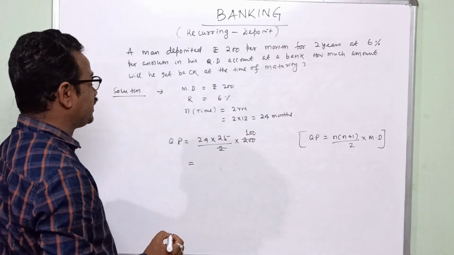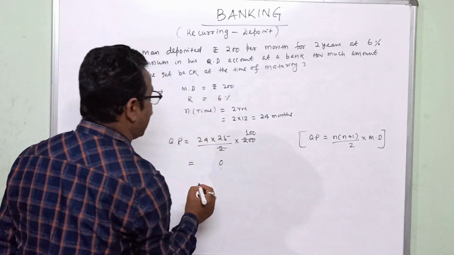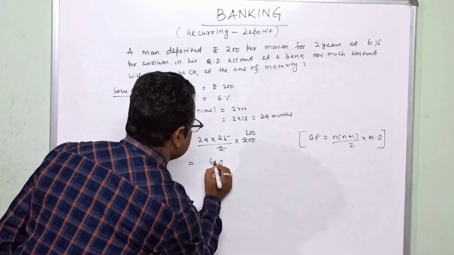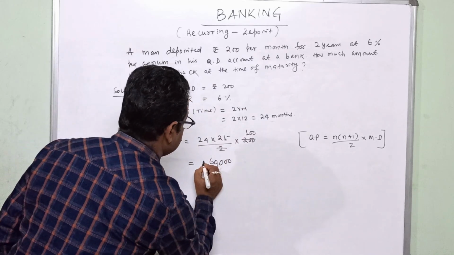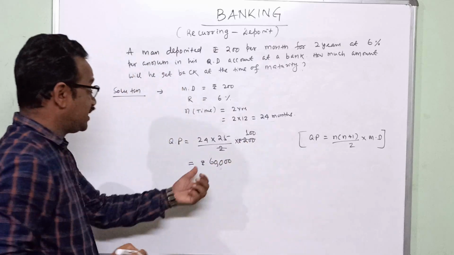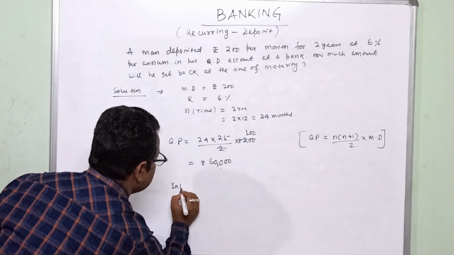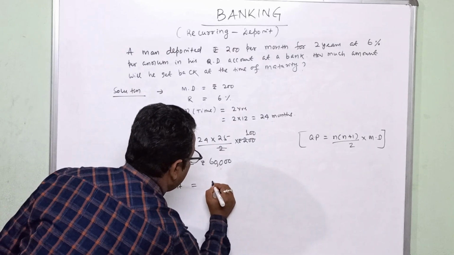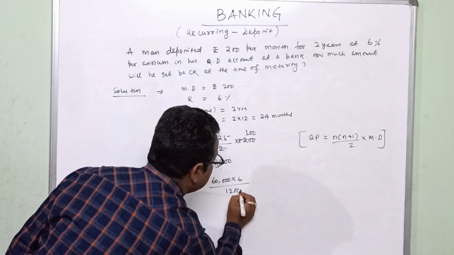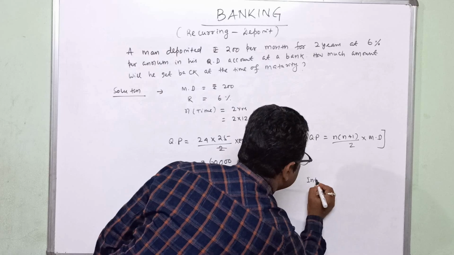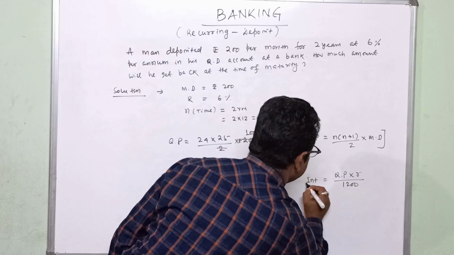So 24 into 25, that is coming 24 into 5, 120, 0, take 12, 24 into 42, 66, 0, double 0, 60,000. Rupees 60,000. You will say here rupees sign is there, rupees 60,000. Now, the second part, interest. Interest is equal to 60,000 into 6 by 1200. So I will write interest is equal to QP into R by 1200.